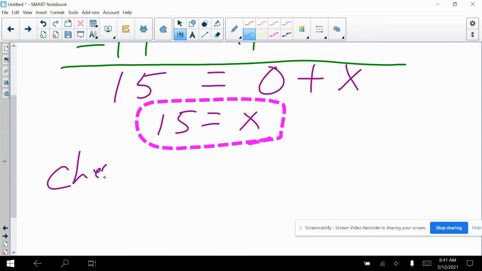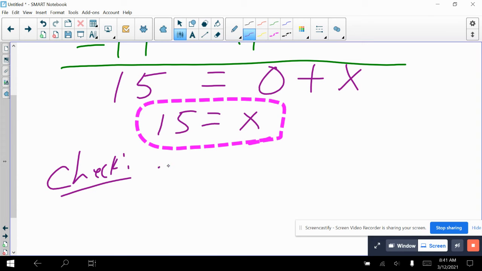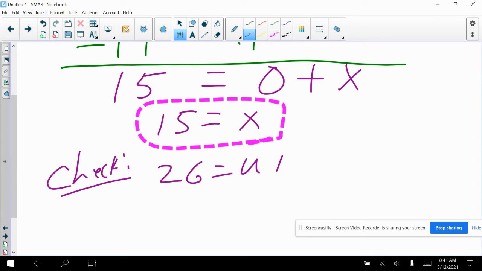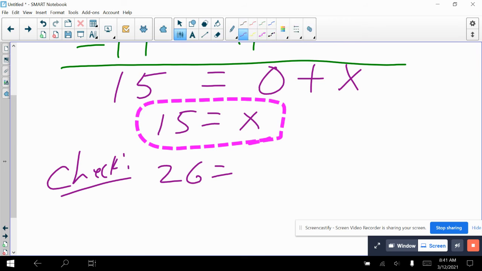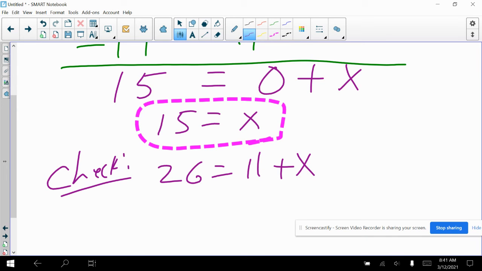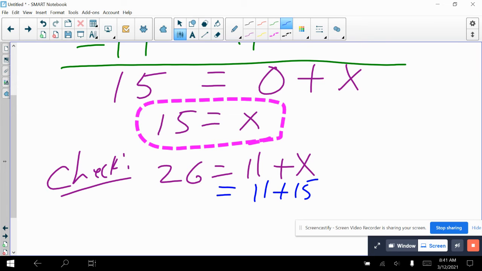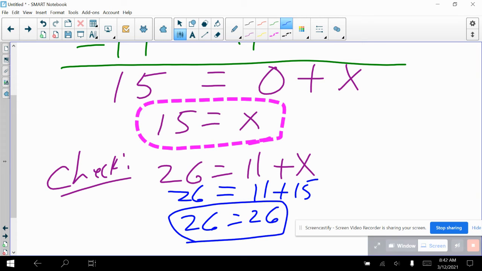We go to check it. 26 was equal to 11 plus x. We said that our solution was 15, so 15 plus 11. 26 is equal to 26. All right, everybody good with those? You understand the process of working down to solve them?